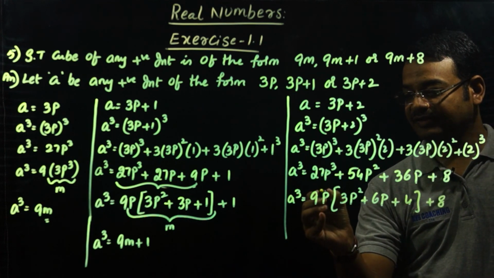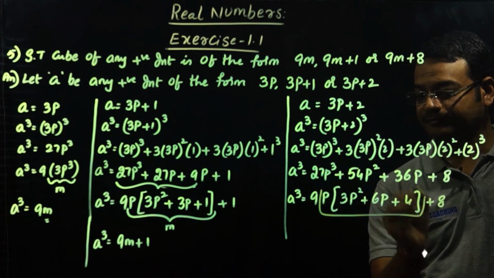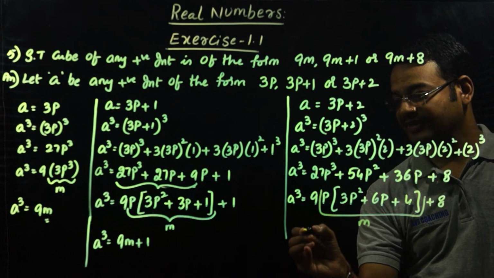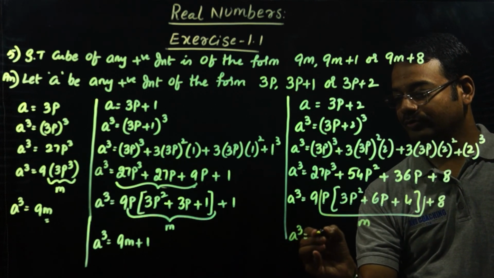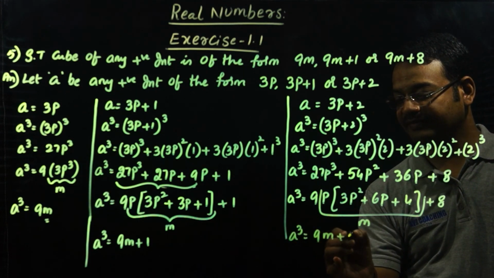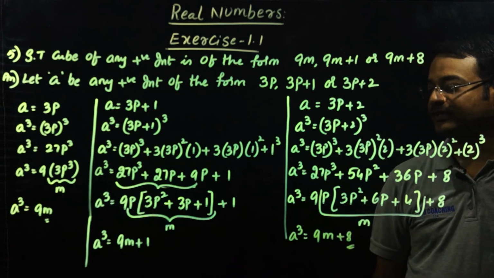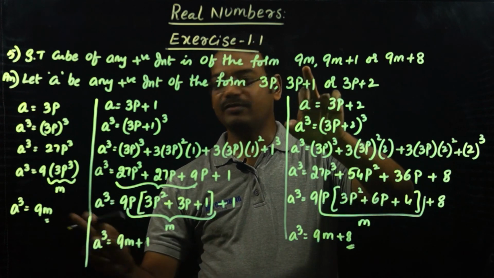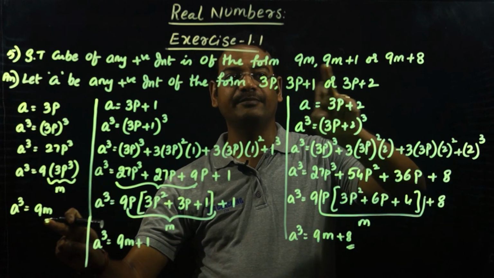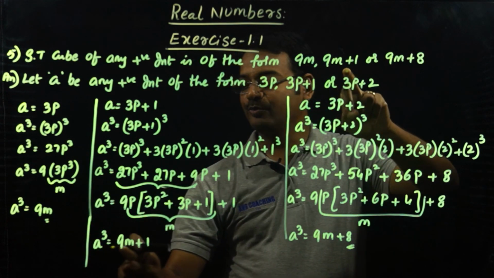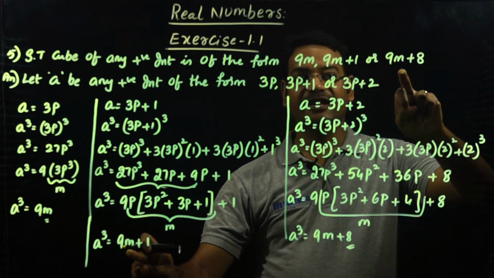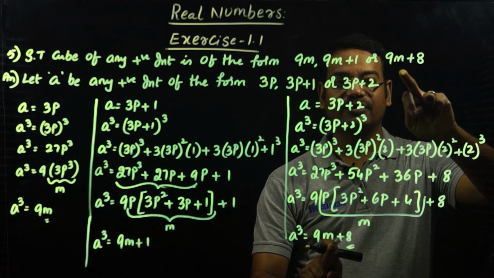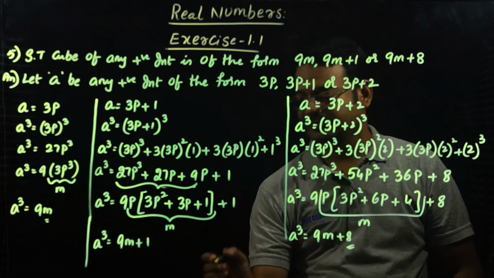Now if we consider this part as m, so A cube equal to 9m plus 8. So here we are satisfying the three conditions, that is the cube of any positive integer is of the form 9m, A cube is equal to 9m; 9m plus 1, A cube equal to 9m plus 1; and 9m plus 8, A cube equal to 9m plus 8. So proved.